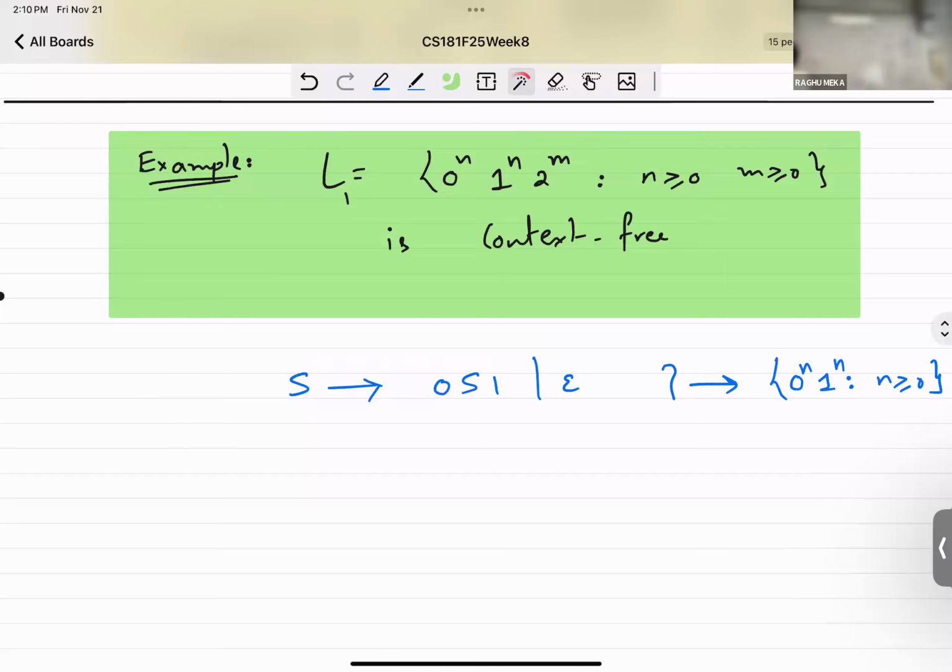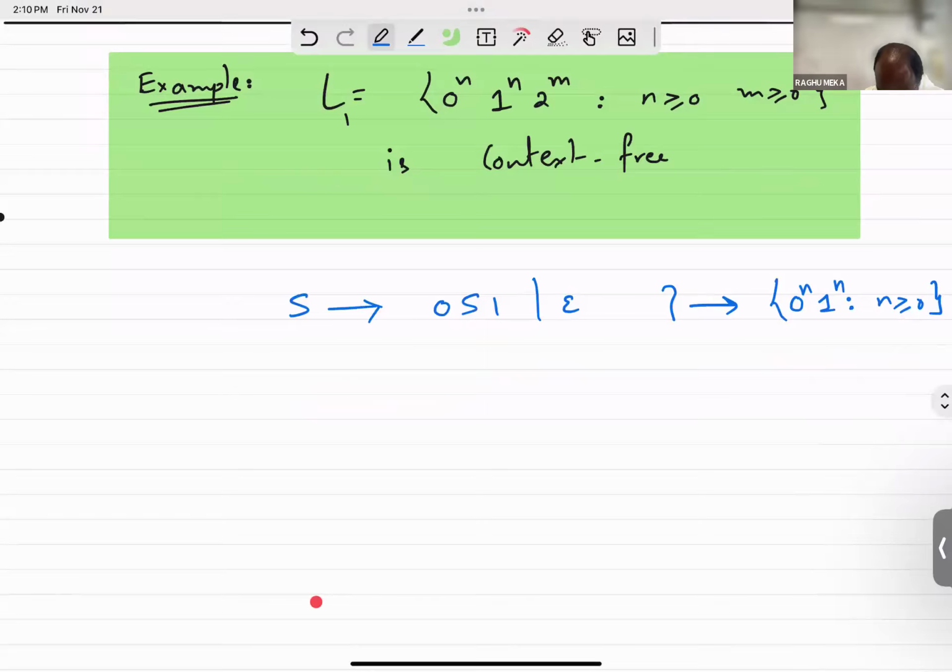Any guesses? So remember we talked about concatenating too, like how concatenation is somewhat easy with context-free grammars. So we already know how to get 0 to the n, 1 to the n, but now you also need to get some 2's in the end, right? So how can I generate those kinds of strings? Yeah. Right.